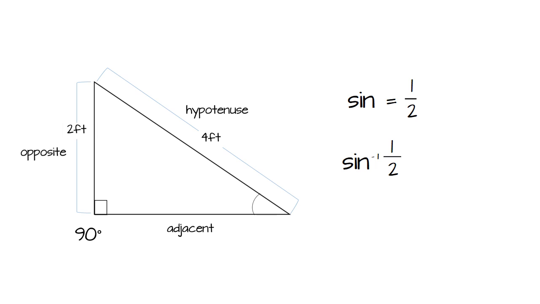So the arc sine of 1/2 is 30 degrees. How did I know that? I punch it into my calculator. Yeah, that's pretty much the way.